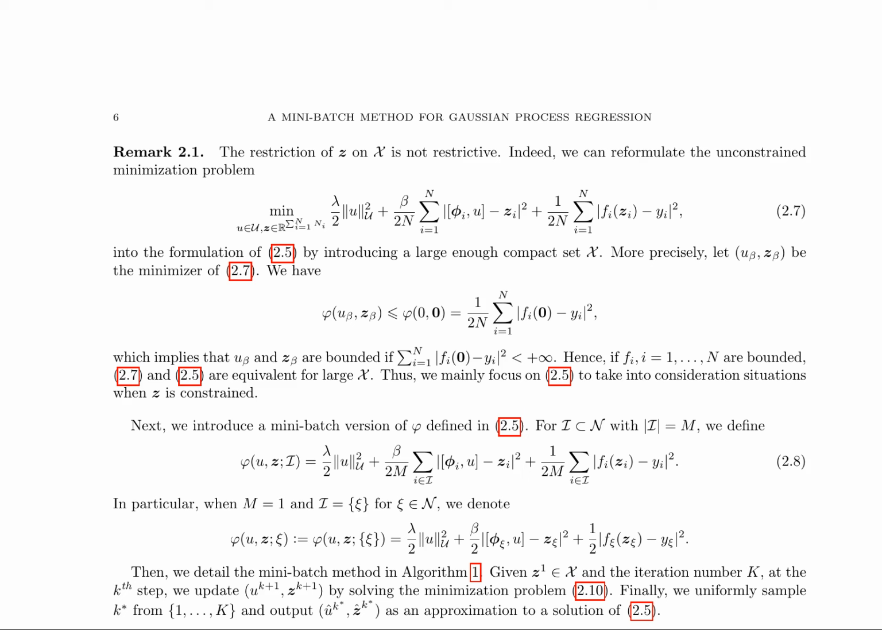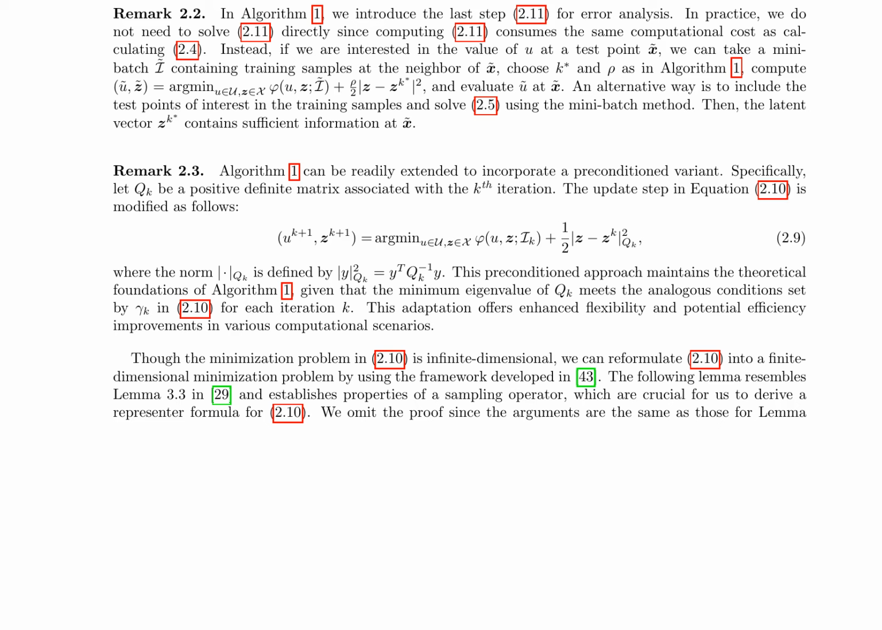Notably, the authors highlight the practical challenges of solving the minimization problem in equation 2.11 for error analysis, suggesting that it is computationally expensive. As an alternative, they propose computing the value of u at a test point x using a minibatch I containing training samples near x. Another approach involves including test points in the training samples and solving equation 2.5 using the minibatch method.